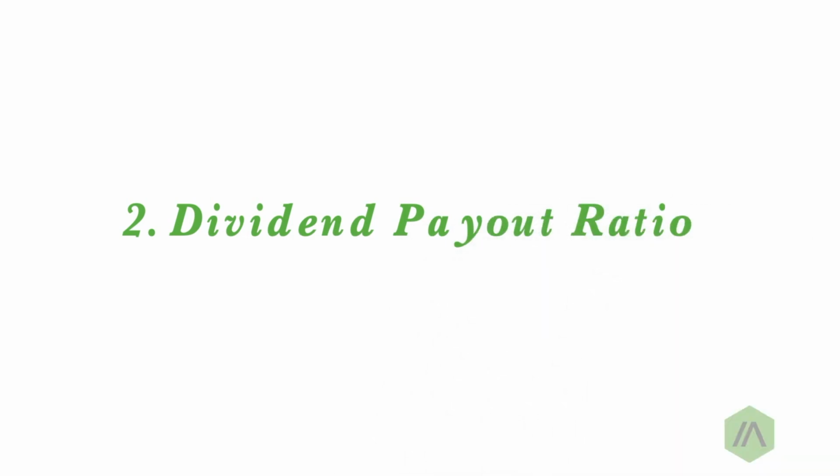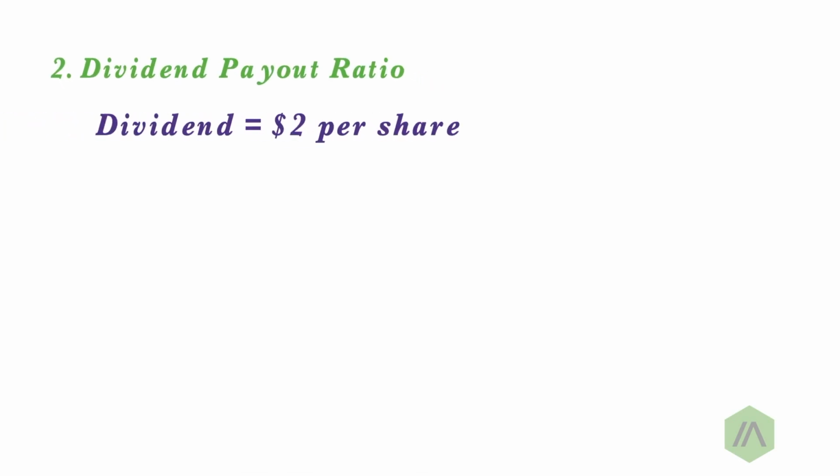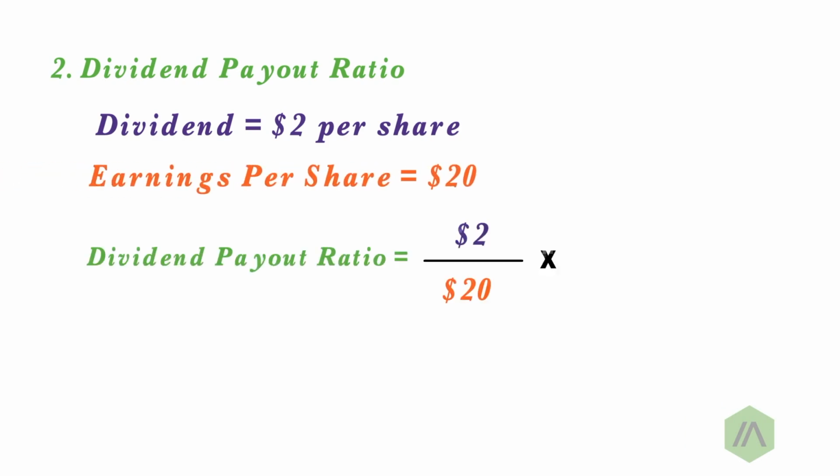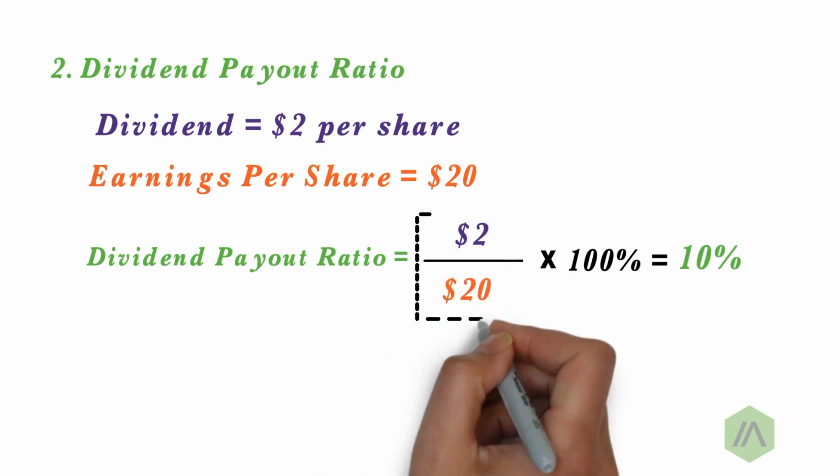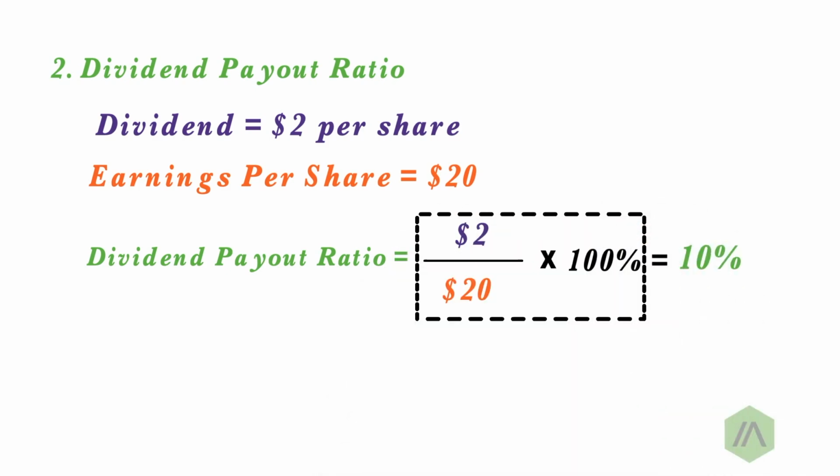The second metric you need to understand is the dividend payout ratio. Dividend payout ratio shows how much dividend per share a company is paying as a percentage of its earnings per share. Suppose a company pays out $2 as cash dividend, while it has earnings per share of $20. The dividend payout ratio would be 10%. This means that the company is paying out 10% of its earnings as dividends to its shareholders. This is the equation for calculating dividend payout ratio. Smaller companies that are in their growth phases are likely to have low or zero dividend payout ratio, because they choose to retain or reinvest the majority of their earnings for expanding the business.